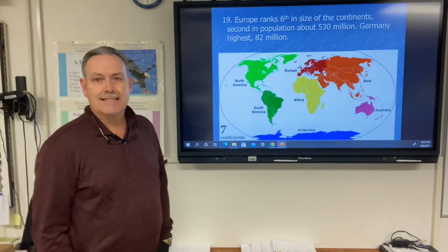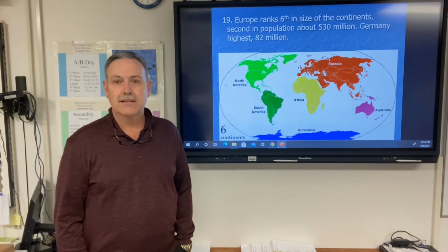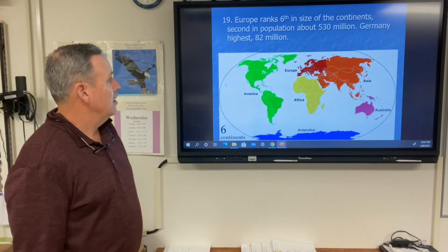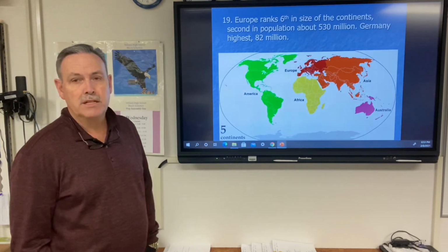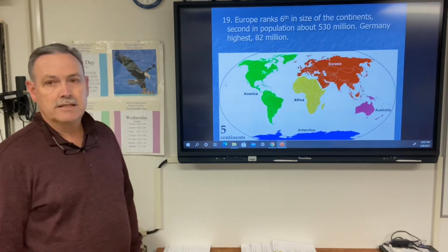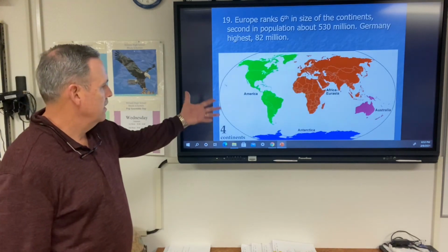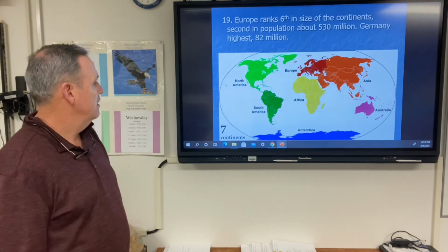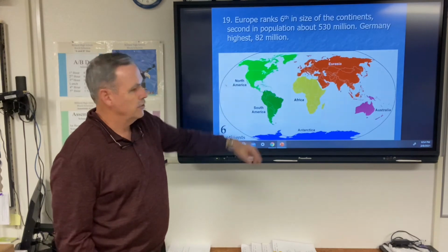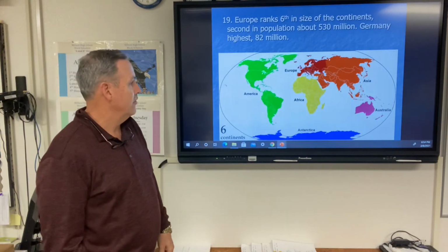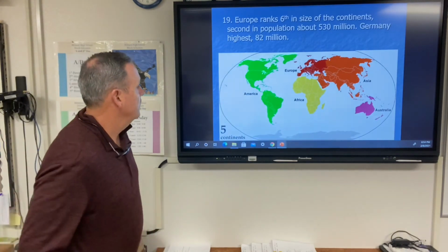Okay, Europe ranks 6th in size of all of the continents, so it is the 2nd smallest continent. 2nd in population, over 530 million people, and then Germany is the highest of the countries there with over 82 million. This was an interesting picture here. It keeps changing. These are the 7 continents we're familiar with usually. This one puts Eurasia or Europe and Asia together, Americas together. Anyway, kind of interesting to watch that change.